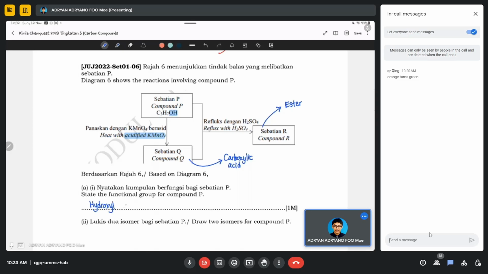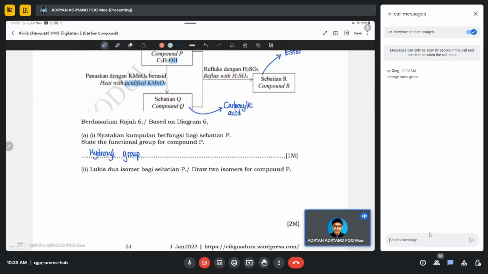Hydroxyl group. Remember it is hydroxyl, not hydroxide, because hydroxide is OH-. This is not OH-, this is an OH bond, so it's called a hydroxyl group. Okay, draw 2 isomers for compound P.